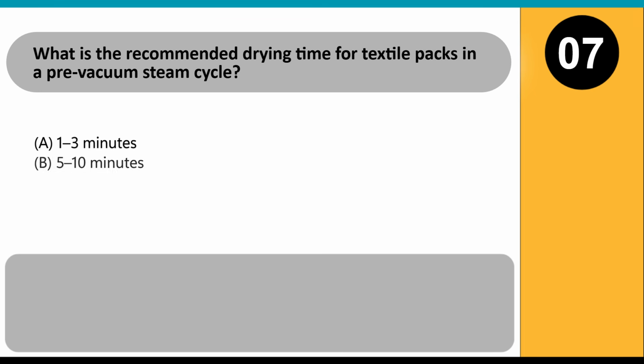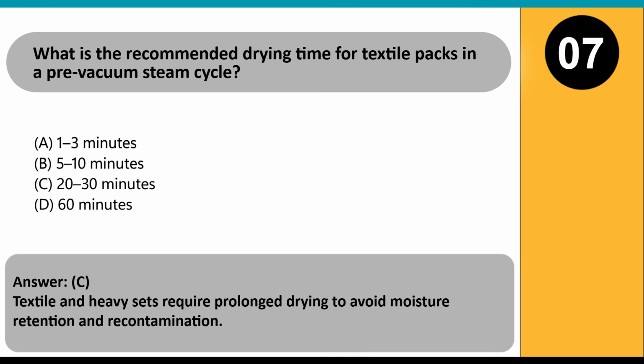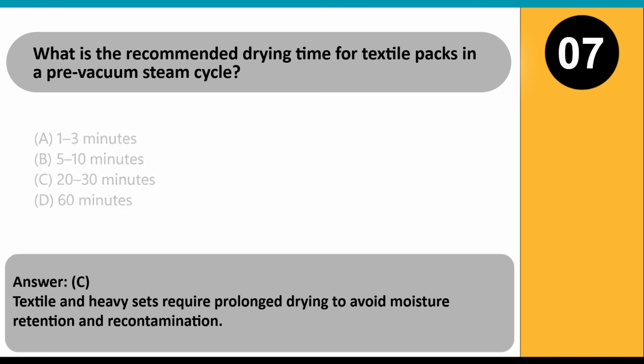What is the recommended drying time for textile packs in a pre-vacuum steam cycle? A. 1 to 3 minutes. B. 5 to 10 minutes. C. 20 to 30 minutes. D. 60 minutes. Answer: C. Textile and heavy sets require prolonged drying to avoid moisture retention and recontamination.